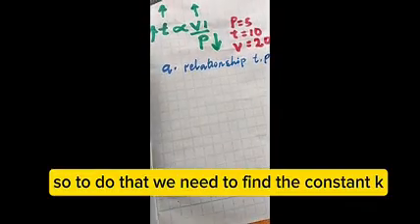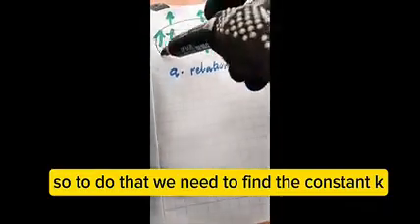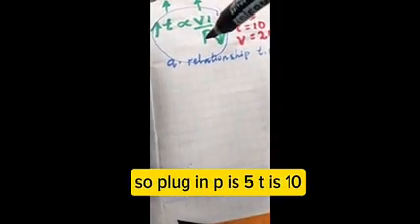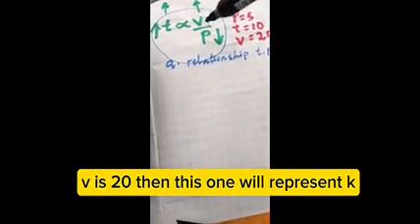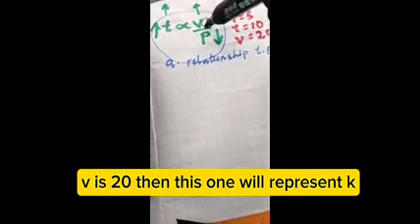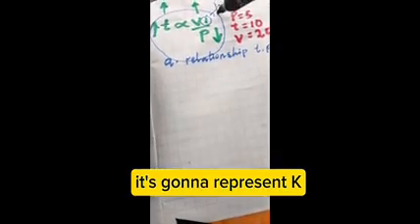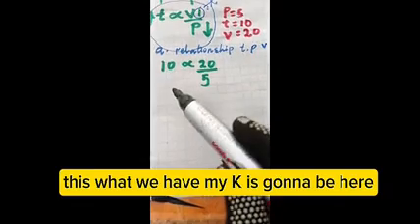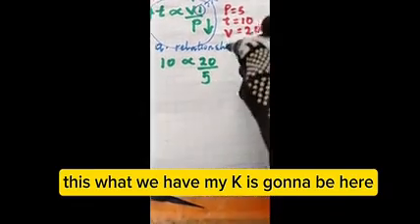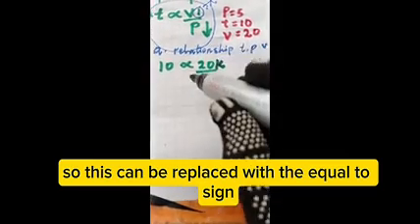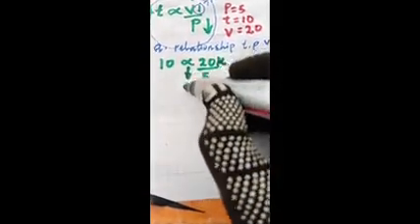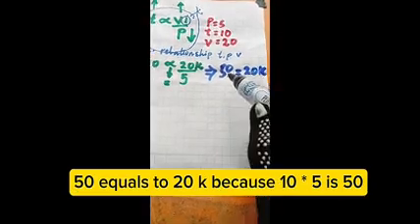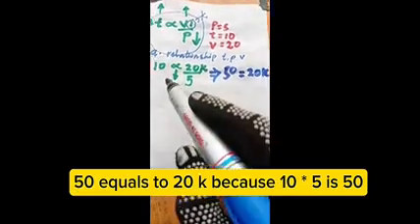To do that, we need to find the constant K. So plug in P is 5, T as 10, V as 20. Then this one will represent K. So plugging in everything, my K is going to be here. This can be replaced with the equal to sign. At this point, 50 equals 20K because 10 times 5 is 50.